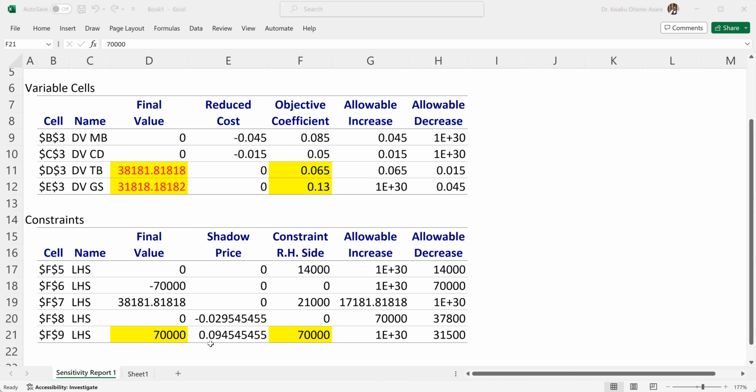Now, what is the sensitivity range for municipal bonds? What is the sensitivity range for municipal bonds? Eric.